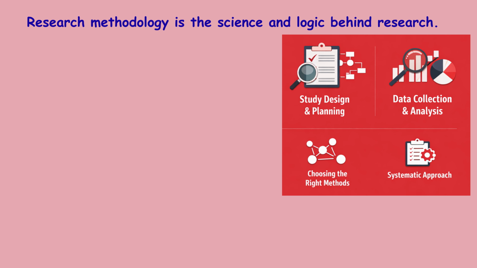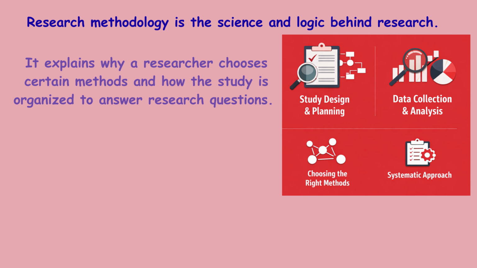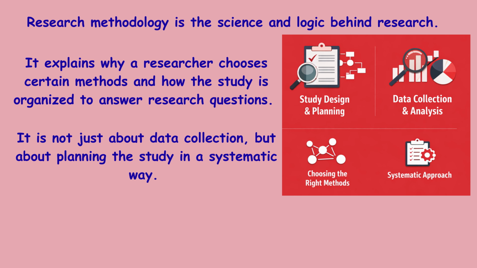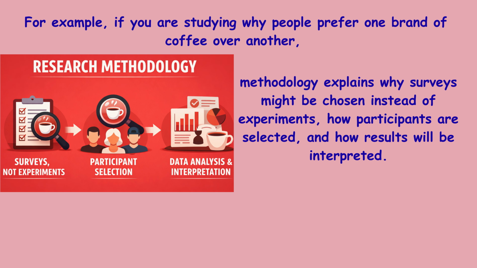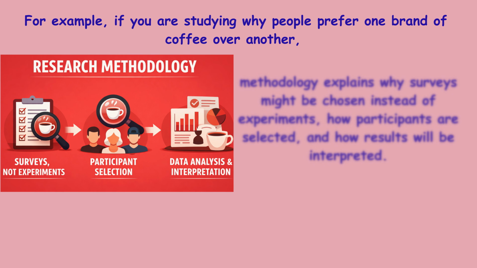Research methodology. Research methodology is the science and logic behind research. It explains why a researcher chooses certain methods and how the study is organized to answer research questions. It is not just about data collection, but about planning the study in a systematic way. For example, if you are studying why people prefer one brand of coffee over another, methodology explains why surveys might be chosen instead of experiments, how participants are selected, and how results will be interpreted.